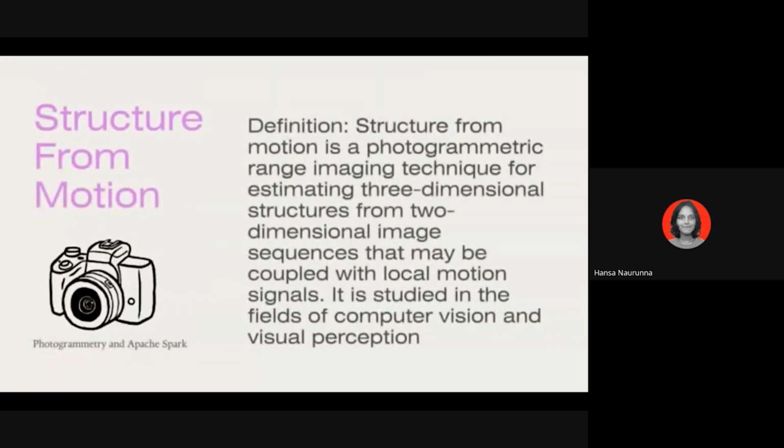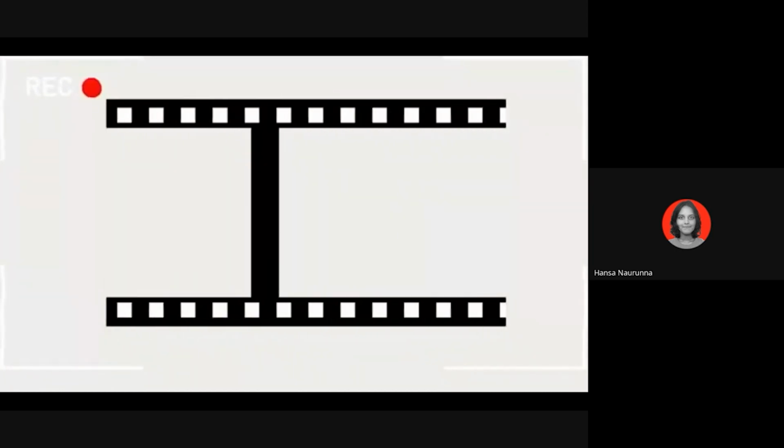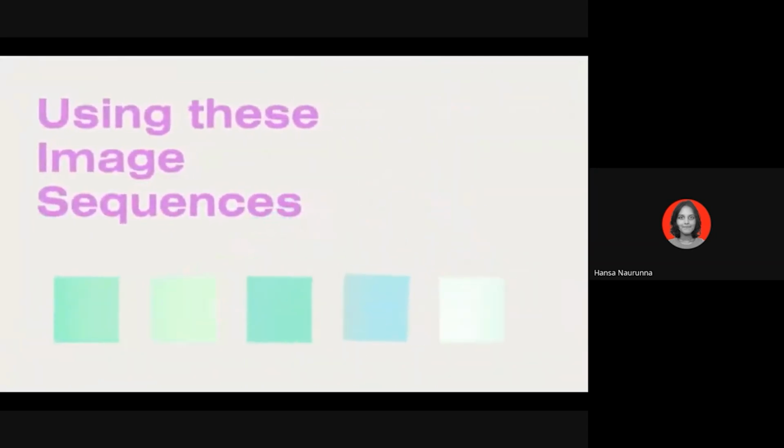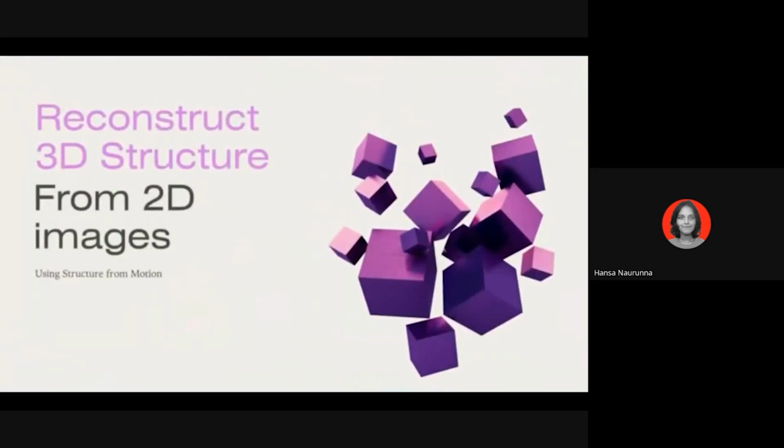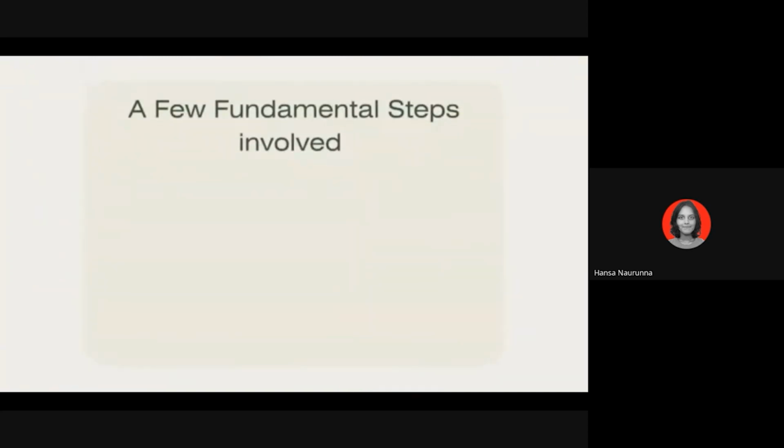Structure from motion involves reconstructing the structure of an object by analyzing its motion. In this case, motion refers to a series of images captured by a camera. By utilizing a sequence of images, we can reconstruct the three-dimensional structure of the object. There are a few fundamental steps involved in SFM: key point detection, feature matching, motion estimation, triangulation, bundle adjustment.